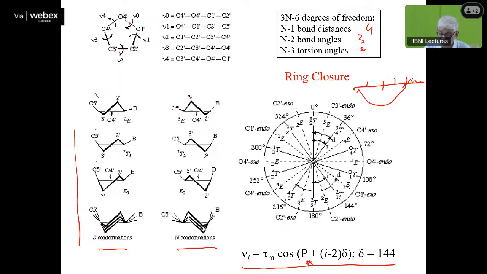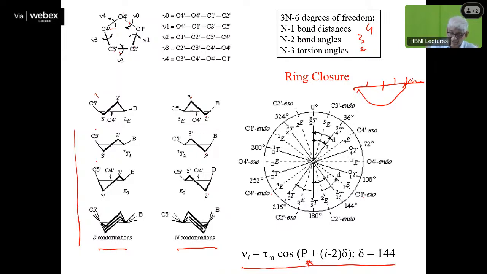Okay, when I write only exo, endo and things like that, that means that particular atom alone is outside the plane and all other 4 atoms are in the same plane. When I say T, it means it is a twisted conformation. That means 2 atoms are outside the plane, one above the plane, one below the plane. And the whole set of conformations is therefore represented in this kind of a circle. So this is called a pseudorotation circle.